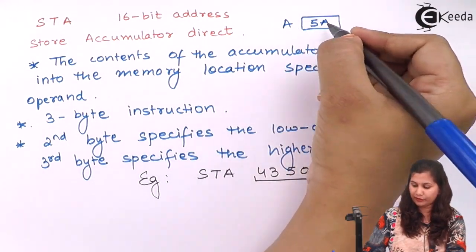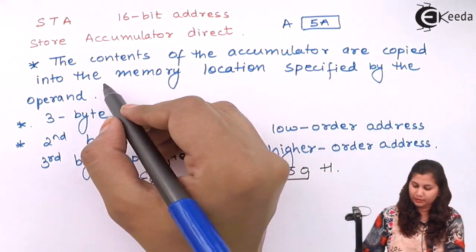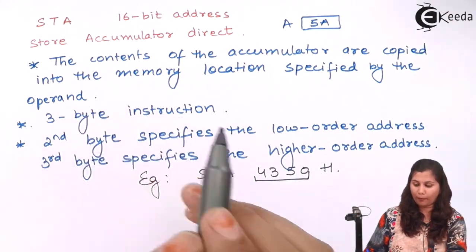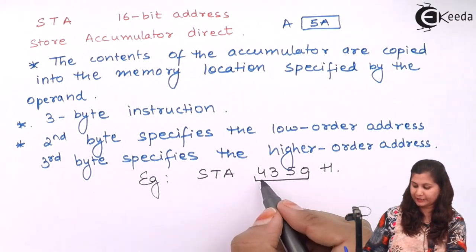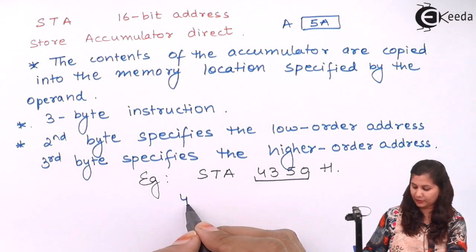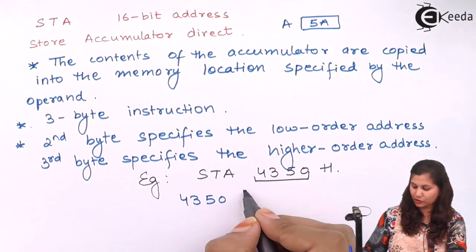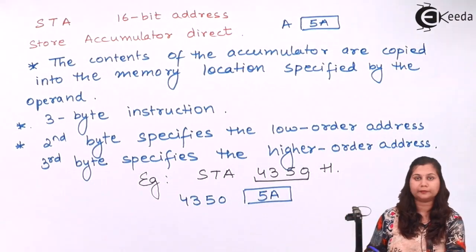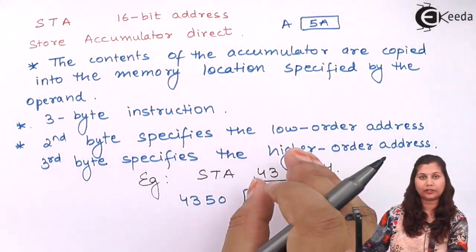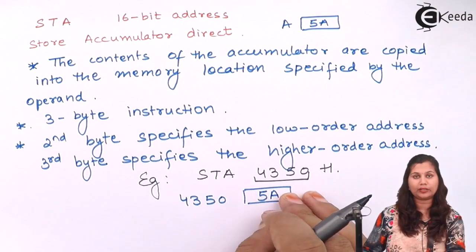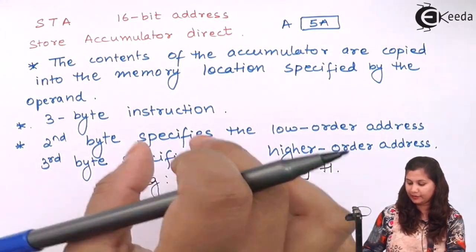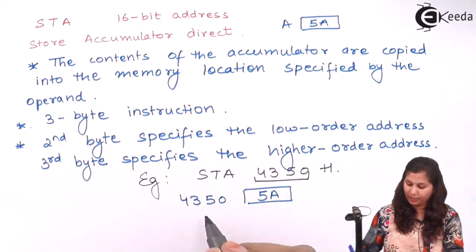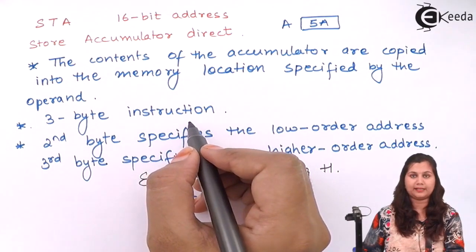So this number will be copied into the memory location which is specified by the operand. So operand is specifying this memory location 4350. So on this memory location, this number 5A will get stored. So we are storing the accumulator at a memory location directly because the address of that memory location is given in the instruction itself. Now this instruction is a 3-byte instruction.